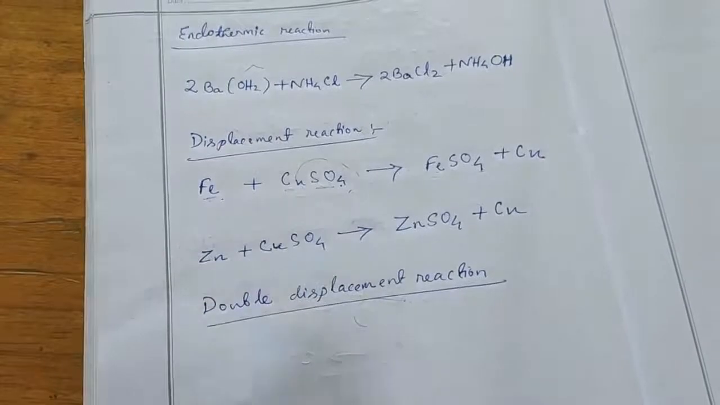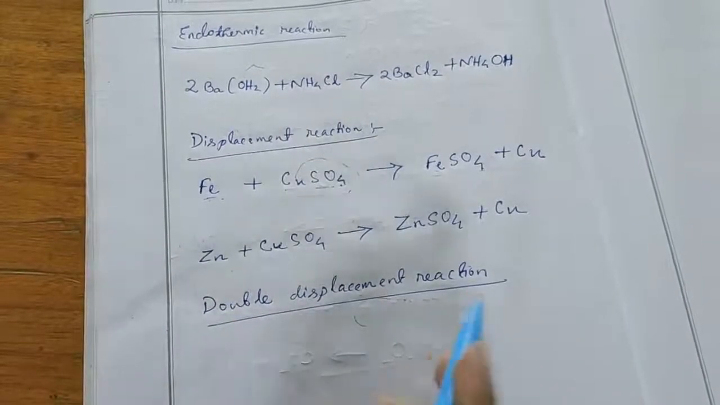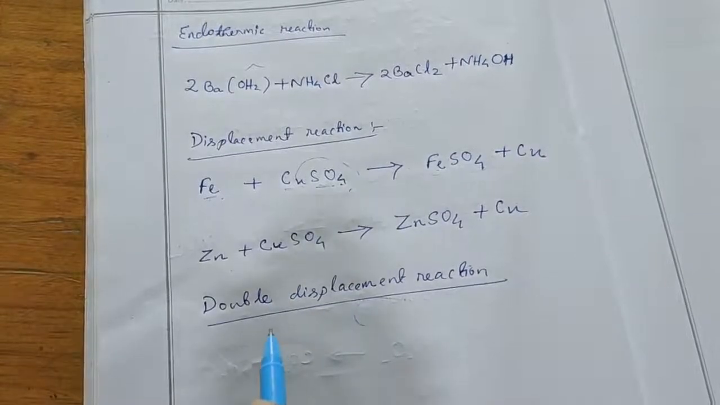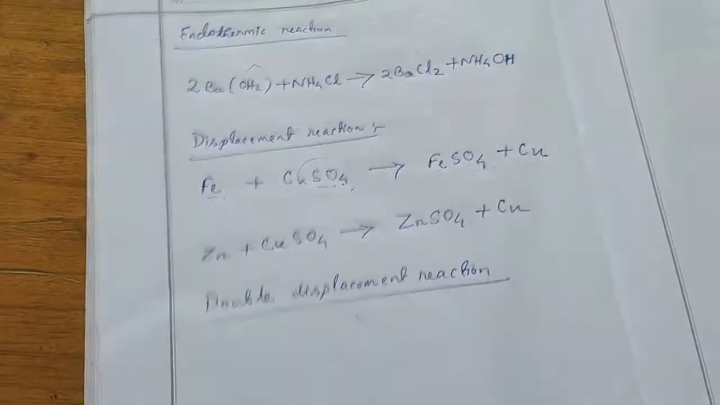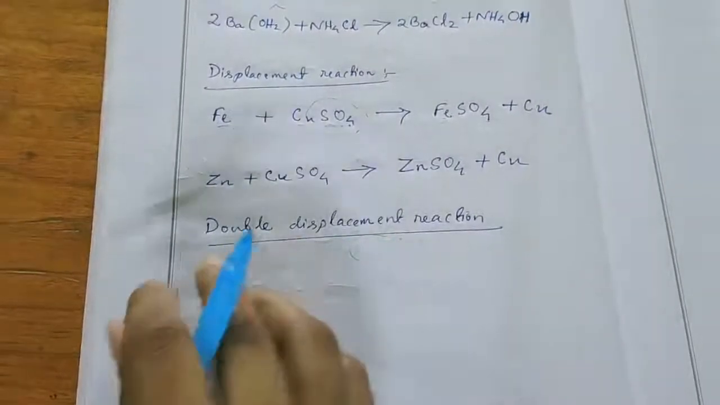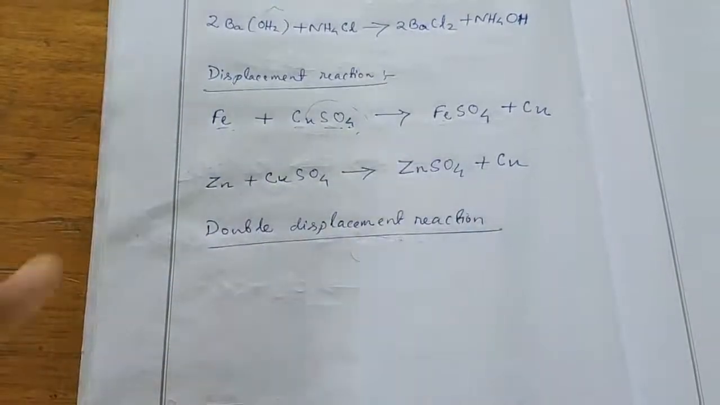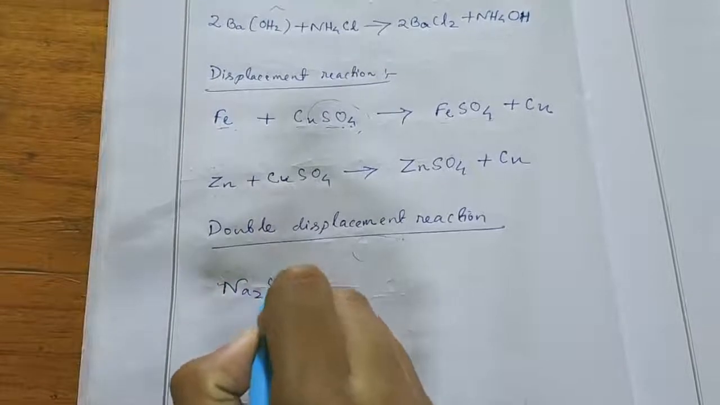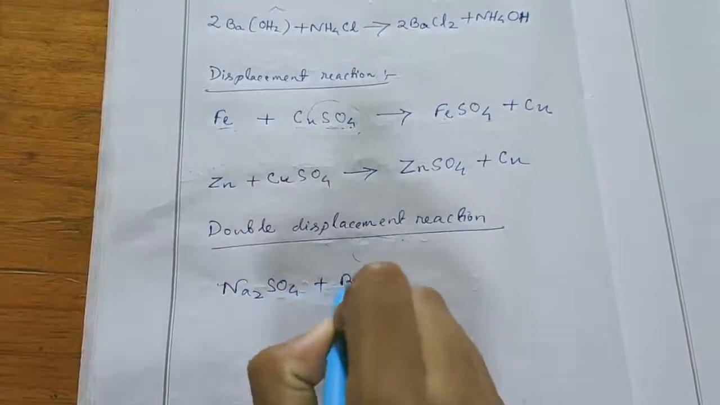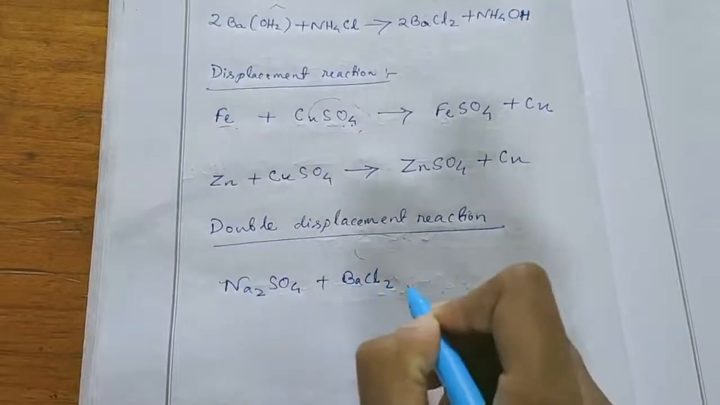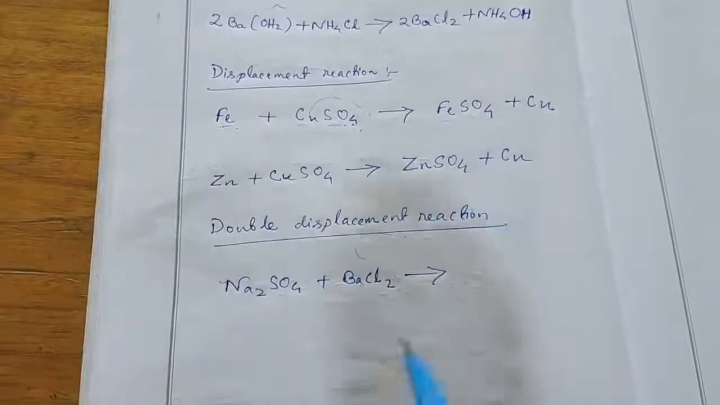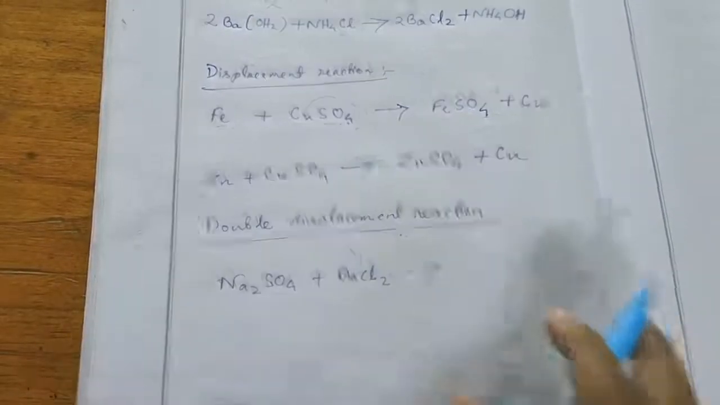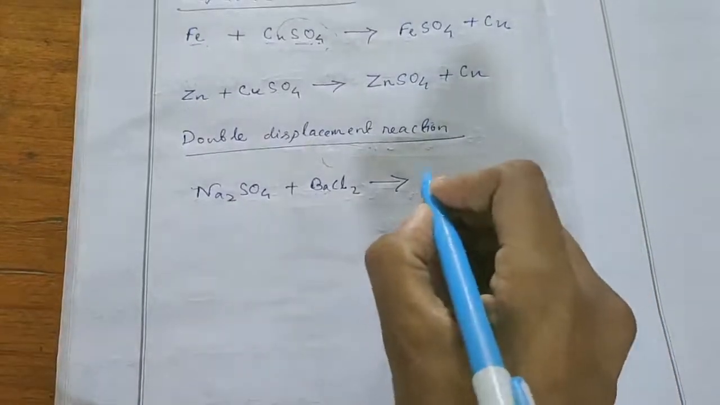reaction, the reaction in which two different atoms or group of atoms are exchanged. Here in double displacement, two things will be displaced. So example is Na2SO4 plus BaCl2. Now see, the double displacement happens like this.